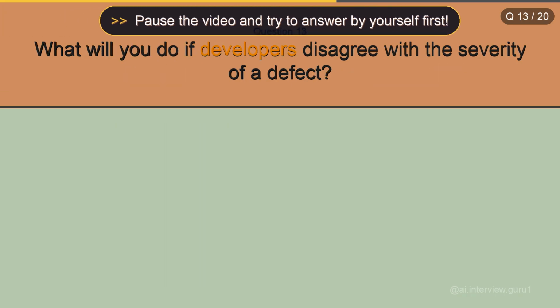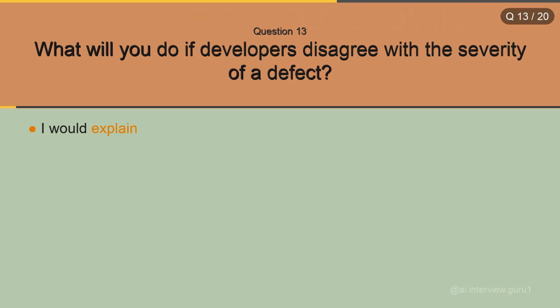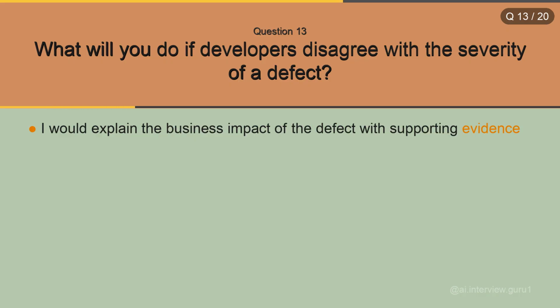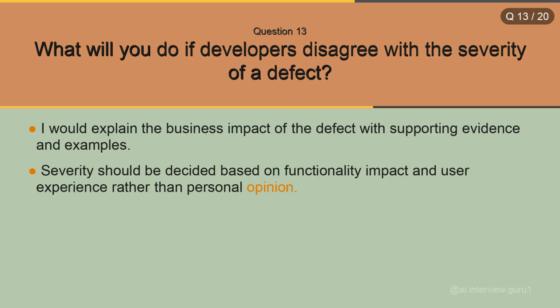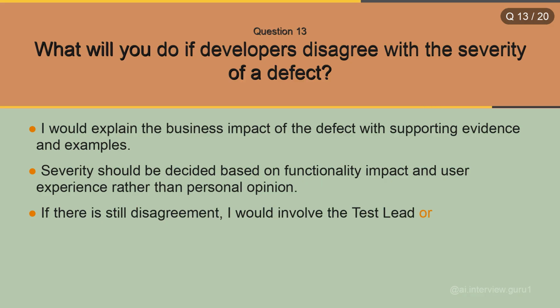What will you do if developers disagree with the severity of a defect? I would explain the business impact of the defect with supporting evidence and examples. Severity should be decided based on functionality impact and user experience rather than personal opinion. If there is still disagreement, I would involve the test lead or product owner for a final decision.